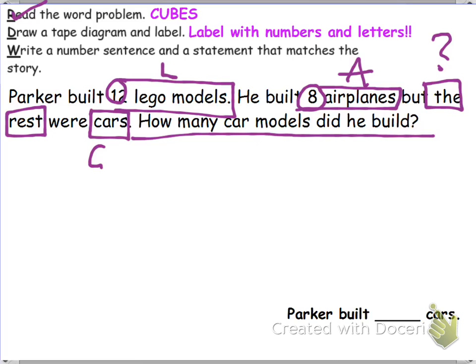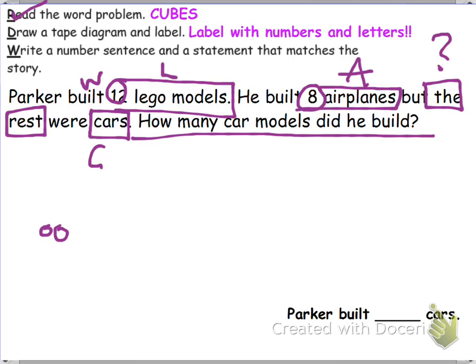So my $1 million question, does this word problem tell us the whole? Yes, this word problem sure does tell us the whole. This 12 right here is our whole. So 12 is our whole because that's how many Lego models altogether Parker built. So now we're going to draw 12 altogether since that's our whole.